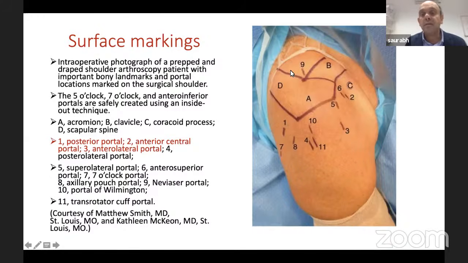And finally, this portal number 9 is your Neviaser portal. So as you can see, if I put a needle and then my instruments through this portal, I'm right on superior glenoid. So again, for my SLAP tears, superior labral tears, for the repair work, I use this portal.